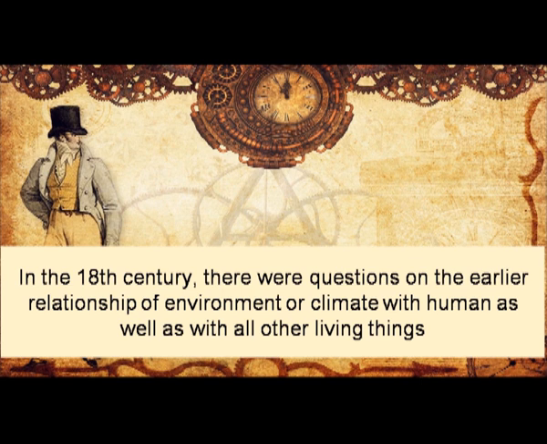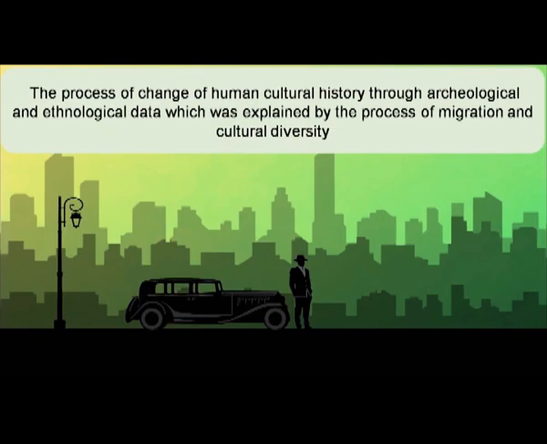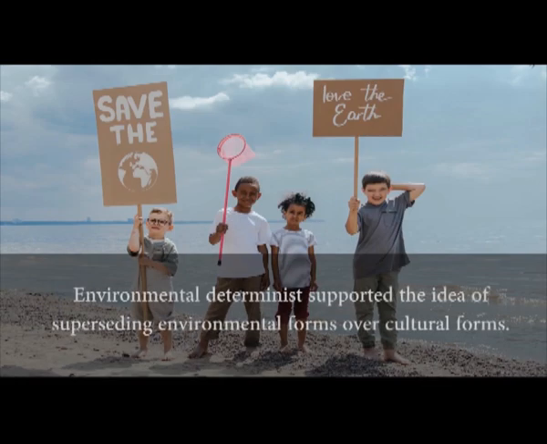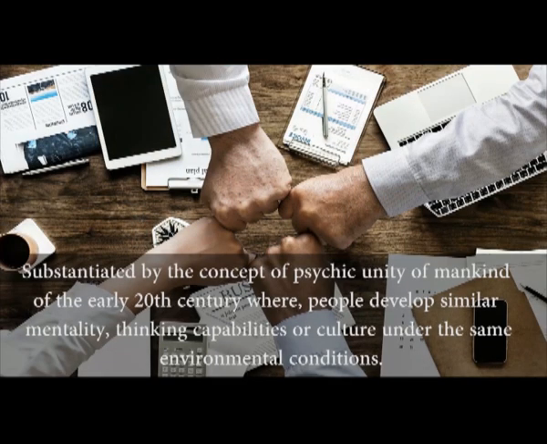In that time, the focus was on the process of change of human cultural history through ecological and ethnological data, which was explained by the process of migration and cultural diversity. The environmental determinists supported the idea of superseding environmental forms over culture forms. Hence, under similar environmental conditions, we find similar technology as well as similar socio-cultural systems. This can also be substantiated by the concept of the psychic unity of mankind of the early 20th century, where people develop similar mentality, thinking capabilities, or culture under the same environmental conditions.